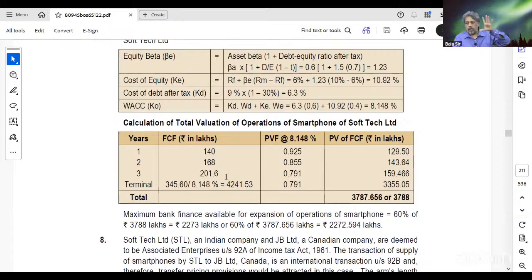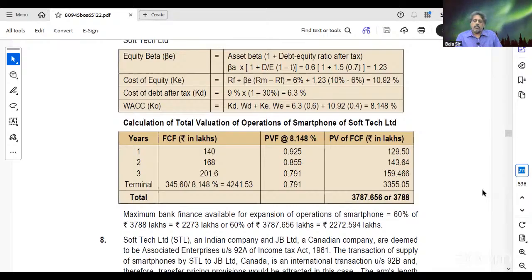Yes, sir. So 60% you can borrow from the banker. This is the maximum loan you'll get. In case you have already some loan outstanding, then you can subtract that and the balance is the amount you can borrow. Is that fine? Got it? And that is the maximum bank finance you can go for. 60% of the value of the business. Because you want to maintain a ratio of 60:40, debt equity ratio 60:40, right?